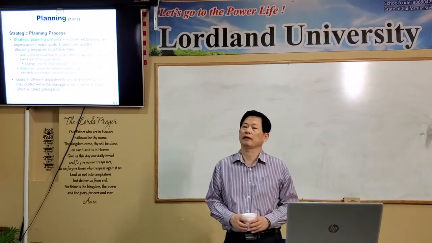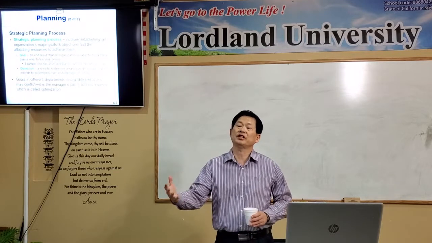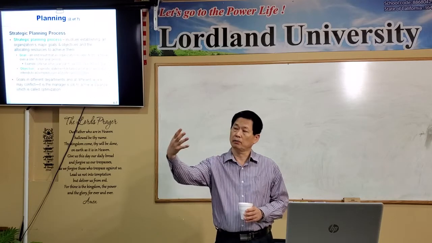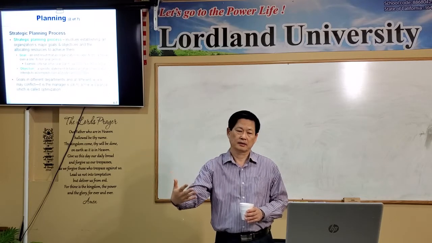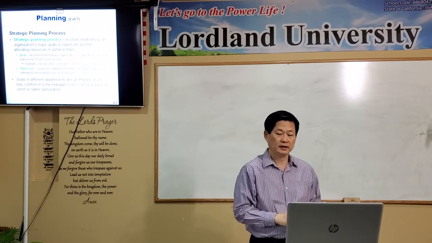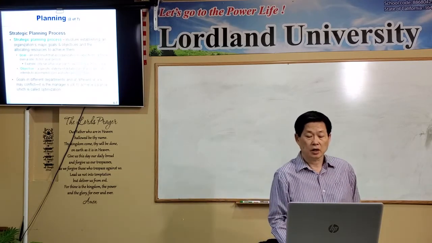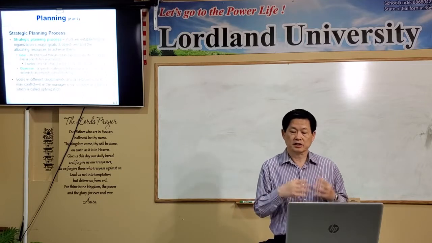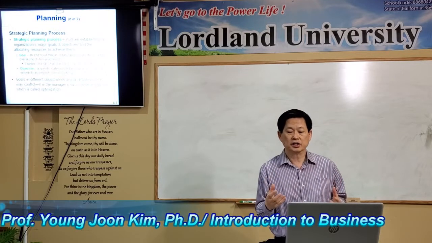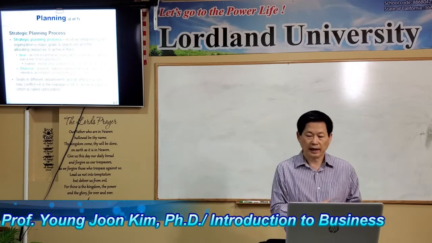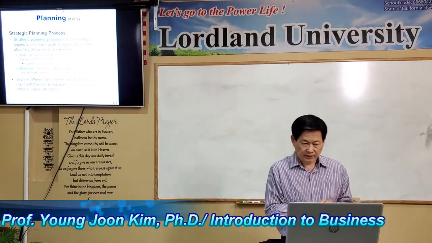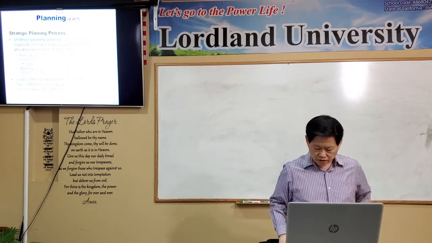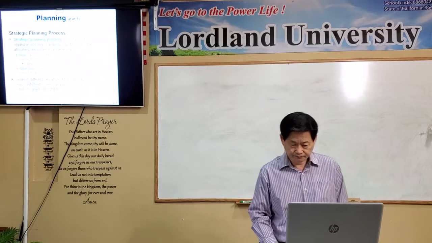involves a planning period of normally a minimum of 5 years. Long-term planning is strategic planning. A strategic planning process involves establishing the organization's major goals and objectives and allocating the resources to achieve them.